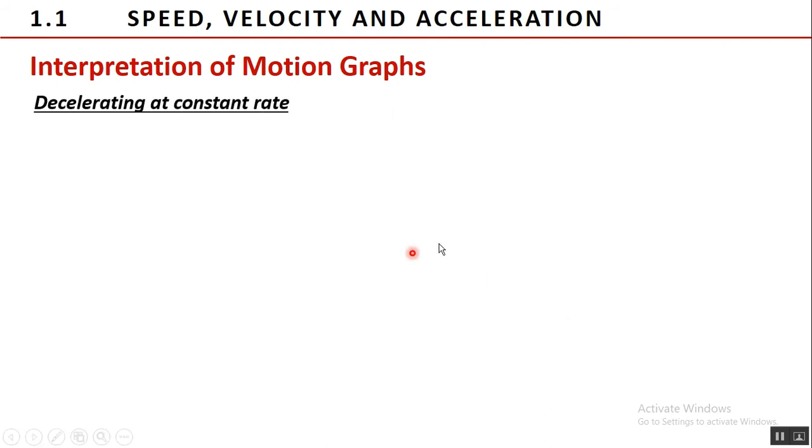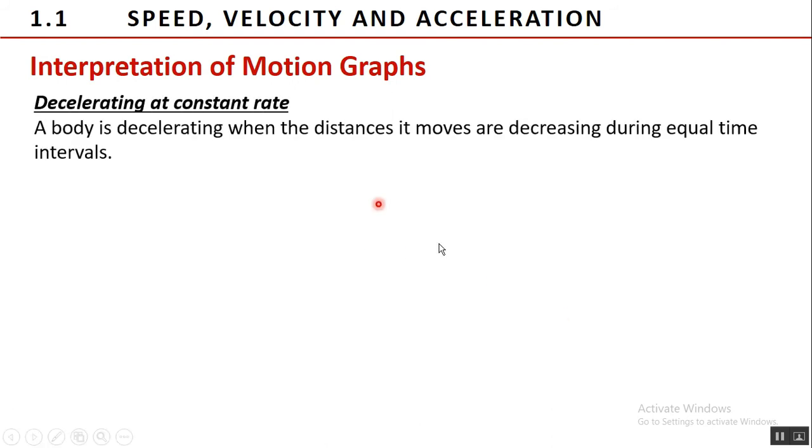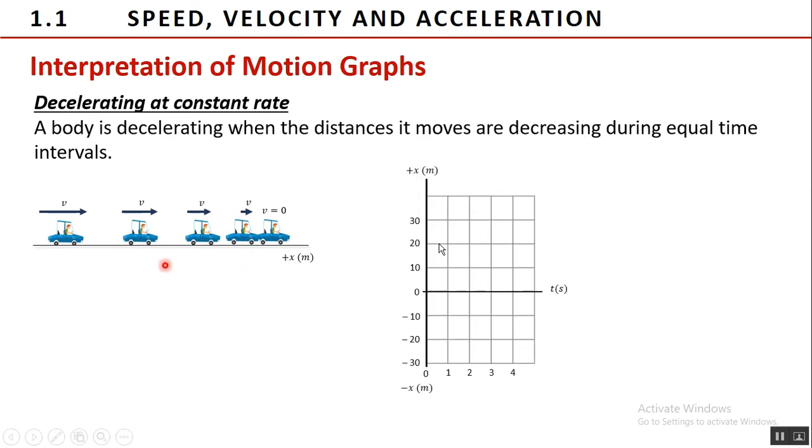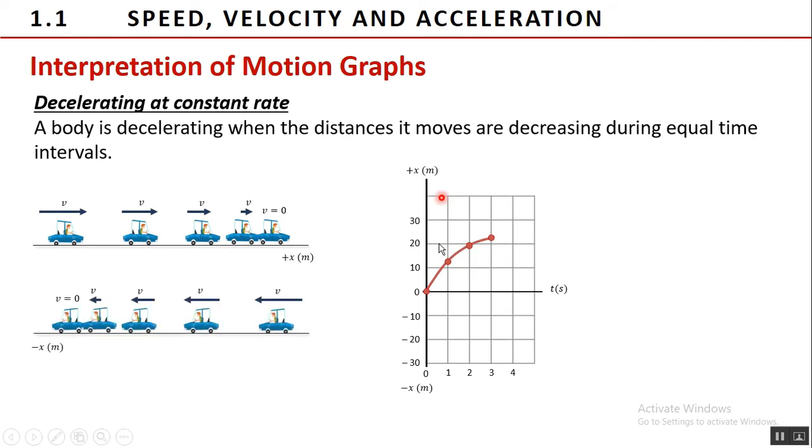Lastly, for decelerating at a constant rate. A body is decelerating when the distances it moves are decreasing during equal time intervals. The position time graph shows a parabolic curve with decreasing slope. The curve is drawn above the timeline if the object is moving towards the positive x-axis. And the curve is below the timeline if it is moving towards the negative x-axis.